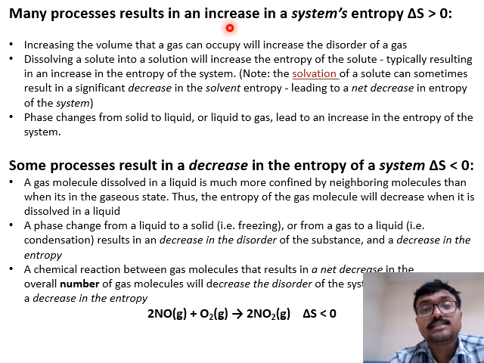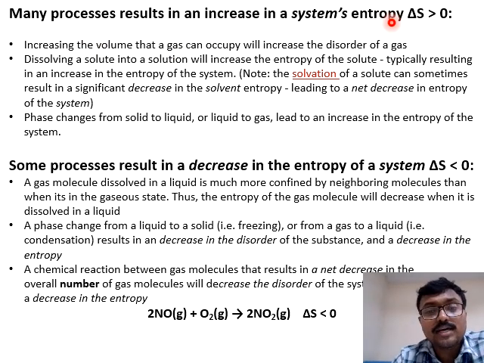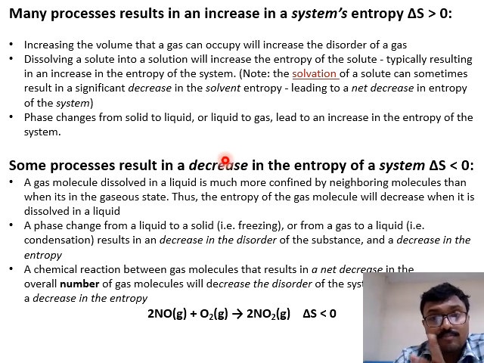So many processes result in an increase in the system entropy. For example, increasing the volume that a gas can occupy will increase the disorderliness. So this is very common. If we increase the entropy, the process will be spontaneous.